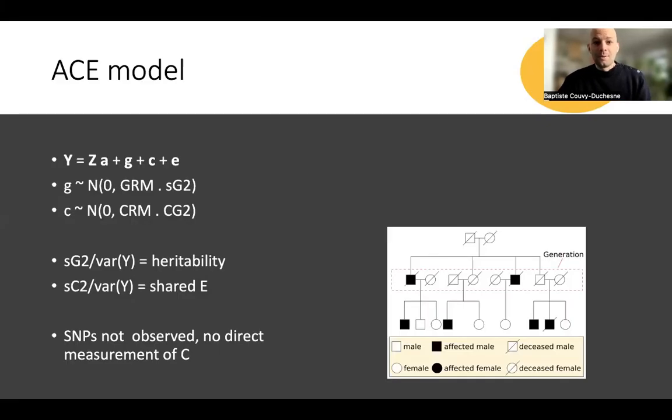Another model is the ACE model. So now we do not have any SNP measured, but instead we have a related sample, which consists of twins, siblings, or just extended family designs. So the model can be written in a very simple form too. Y equals Zα, again with Z being our covariates, age, sex, and so on. And then we fit several random effects, G, C, and E. G being the genetic random effect, C the shared environment.